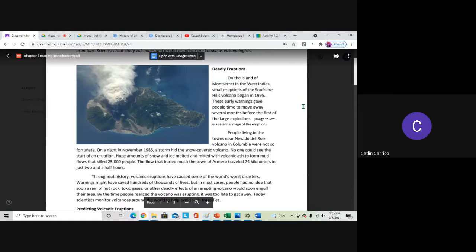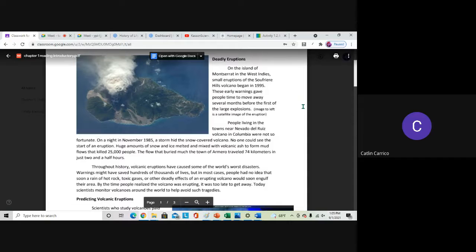People living in the towns near Nevado del Ruiz volcano in Colombia were not so fortunate. On a night in November 1985, a storm hid the snow-covered volcano. No one could see the start of an eruption. Huge amounts of snow and ice melted and mixed with volcanic ash to form mud flows that killed 25,000 people. The flow that buried much of the town of Armero traveled 74 kilometers in just 2.5 hours.